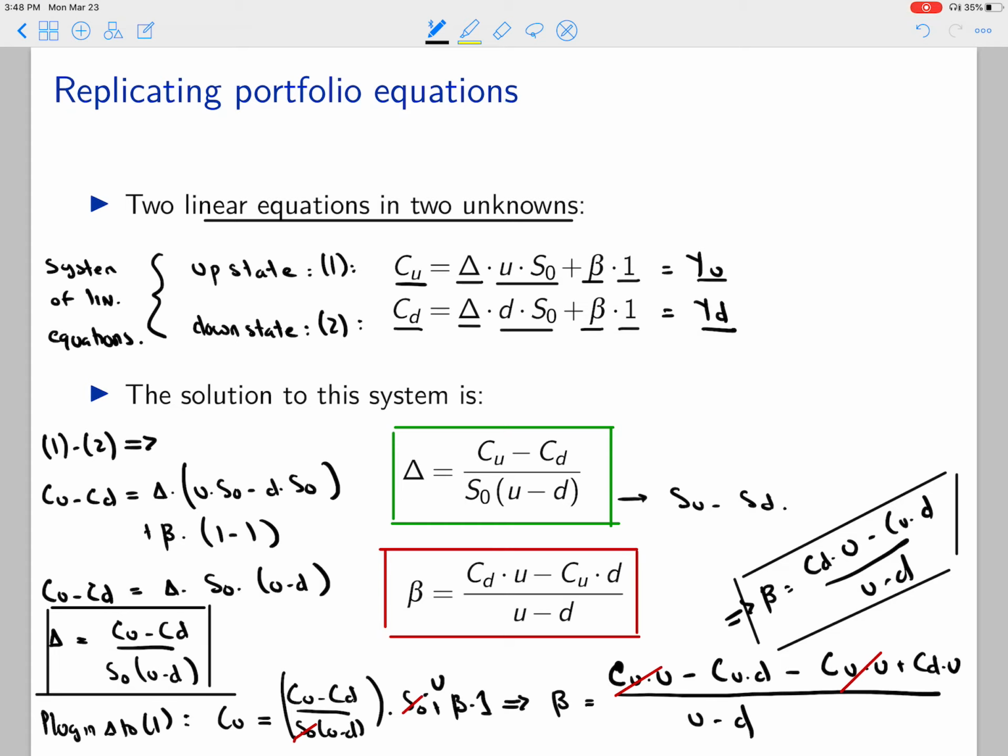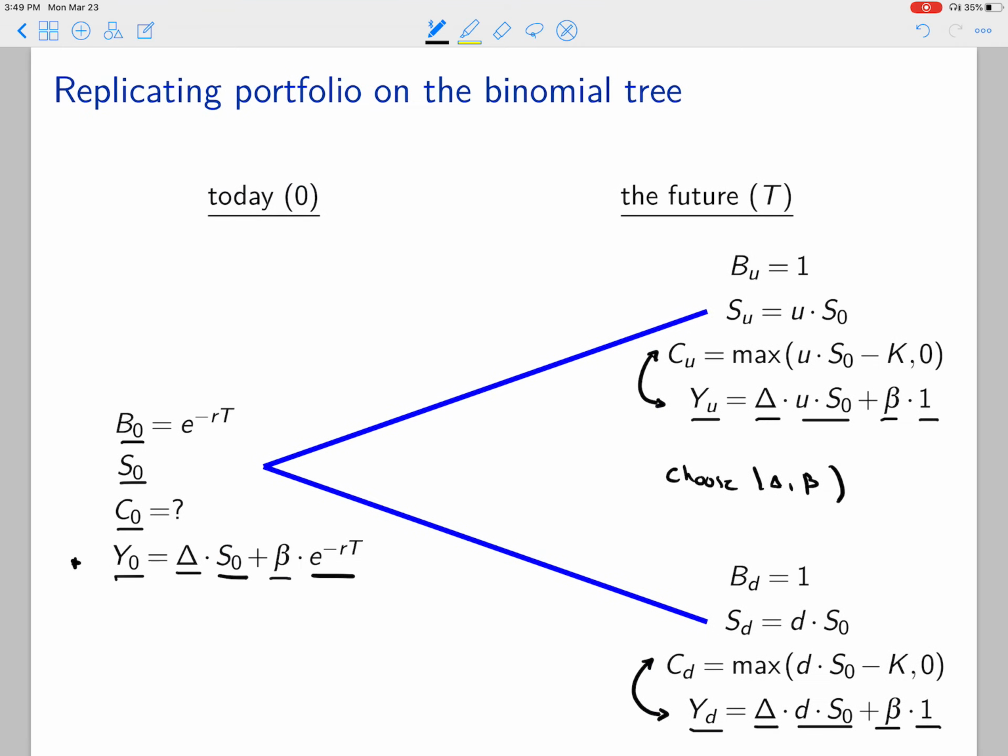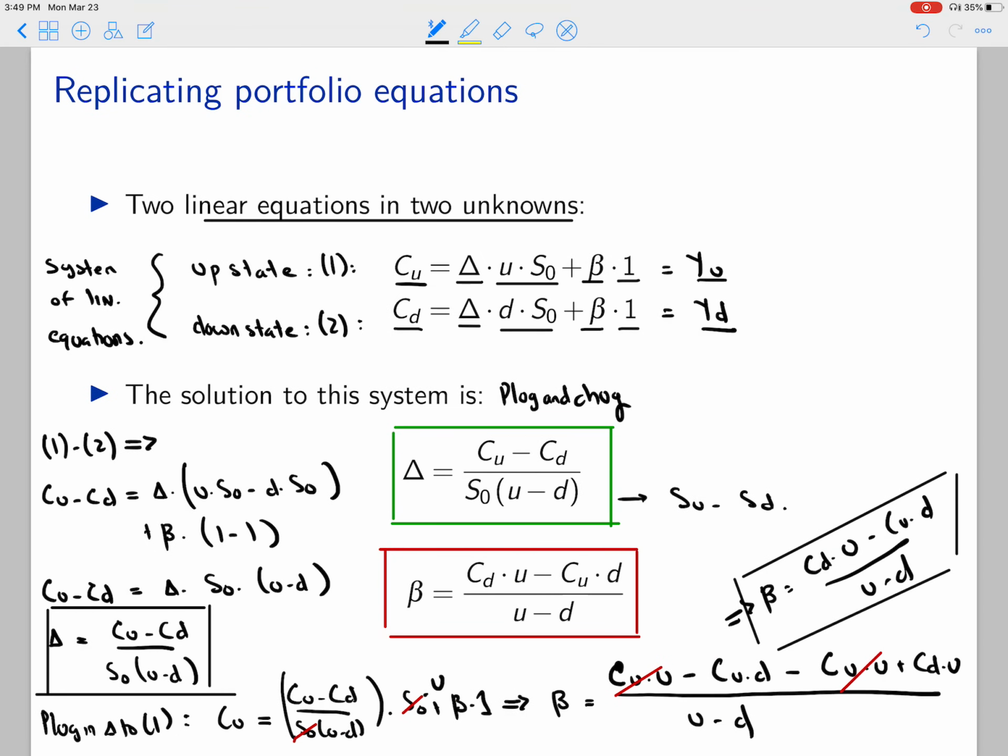The first way is the plug and chug. You just memorize what delta and beta are for the call option. And then whenever you get the binomial model inputs, like we have on this slide right here, you just plug them right into these two formulas and you go about your task when it comes to finding the replicating portfolio.